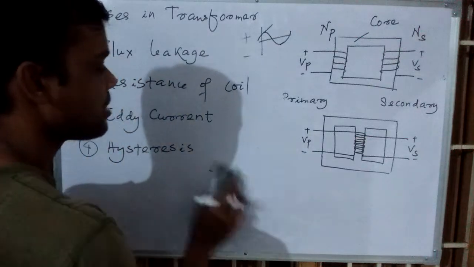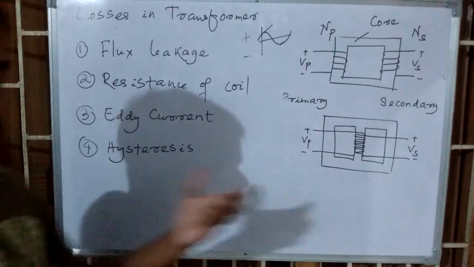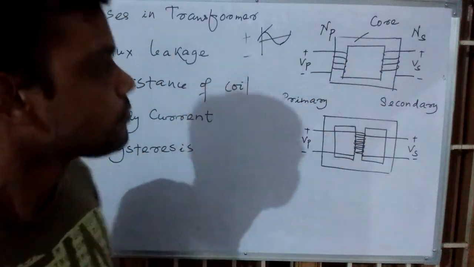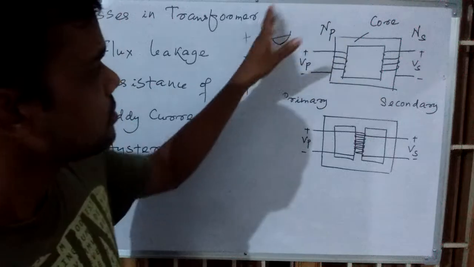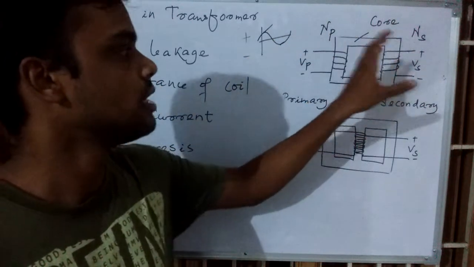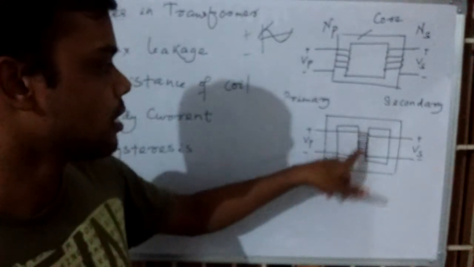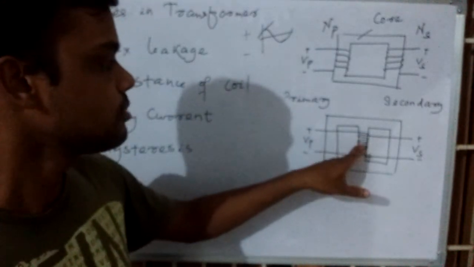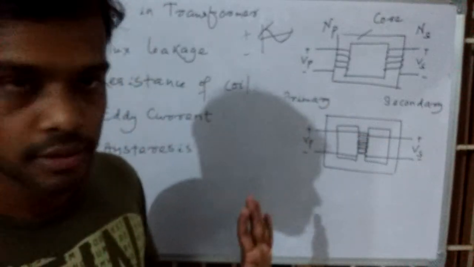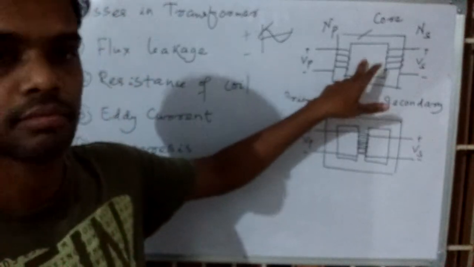Now what are the remedies for these losses? First of all, flux leakage. How to reduce the flux leakage? Now you see this configuration and this configuration. In this case there is maximum loss, only a part of the flux links to the secondary. But here, if they are wound like this, then the flux produced by the primary will be almost fully utilized by the secondary. Of course there will be losses, but the loss in this case will be less in comparison to this one.